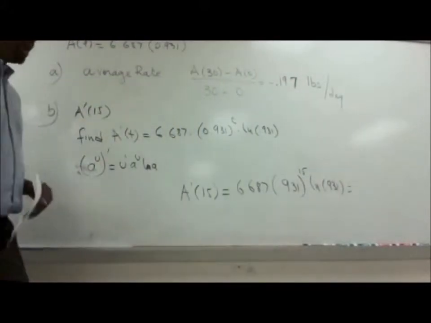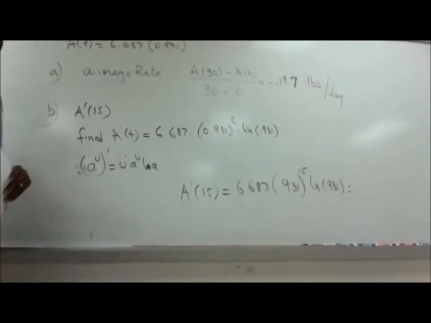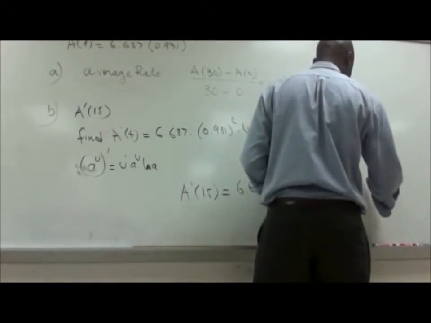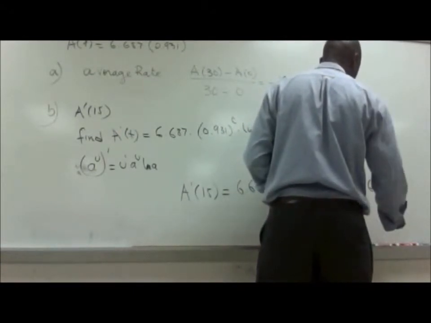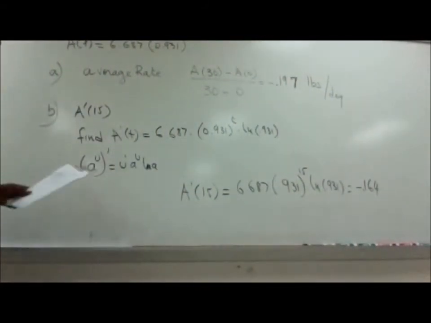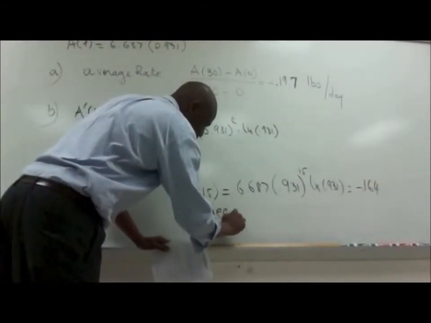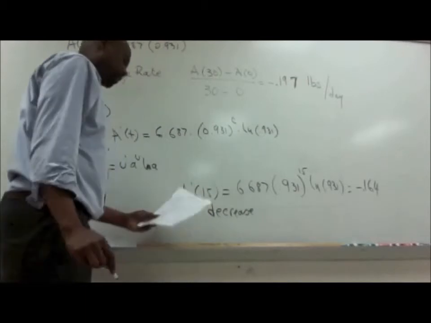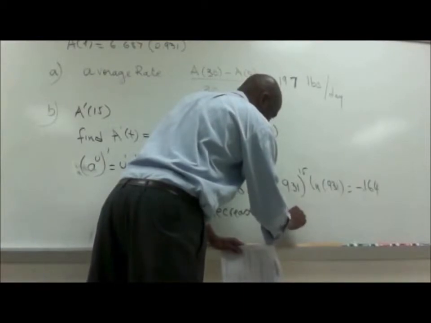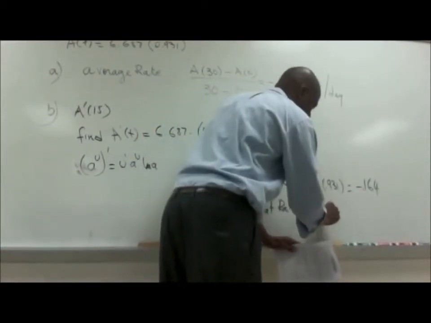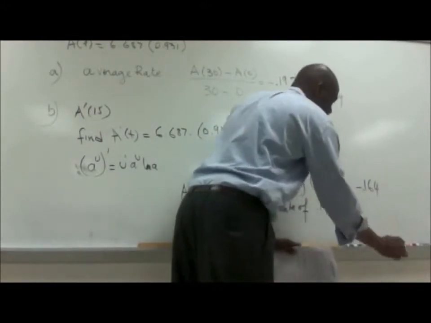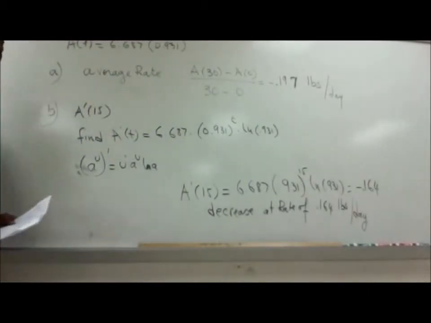All right. I have to put all of this in the calculator. That will give you negative 1.164. All right. What does that mean? It means it decreases at a rate of 1.164 pounds per day.